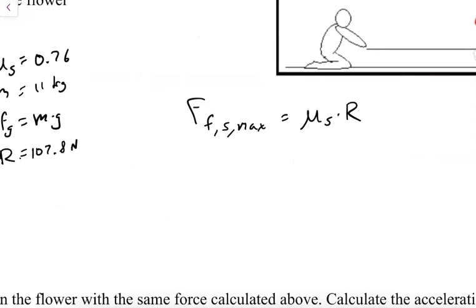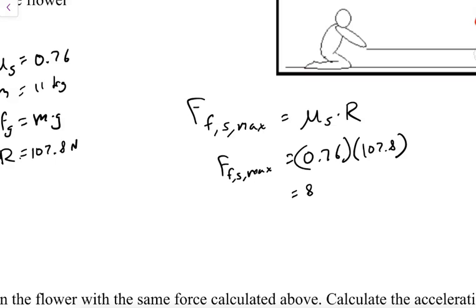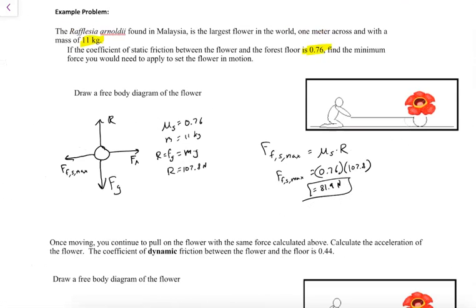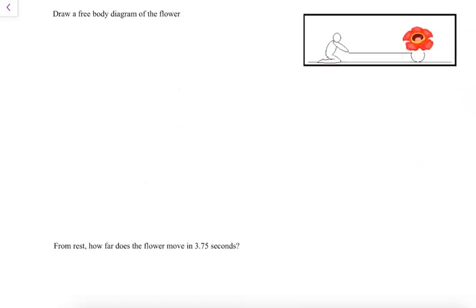Okay, so I'm going to plug my values in. I have 0.76, I have 107.8, and that's my static friction max force. You can probably find a better way to write that. If it was just me, I might just write F_f. 0.76 times 107.8, I get 81.9. So this is 81.9 newtons, and we are good. Now there's two more questions.